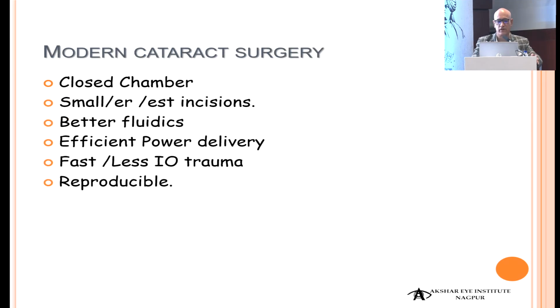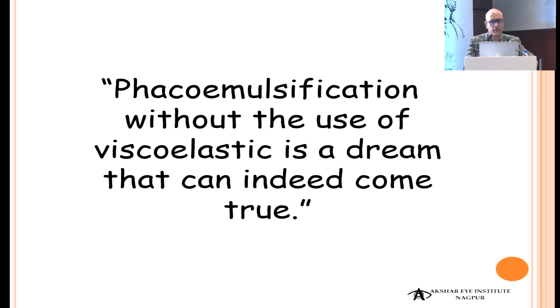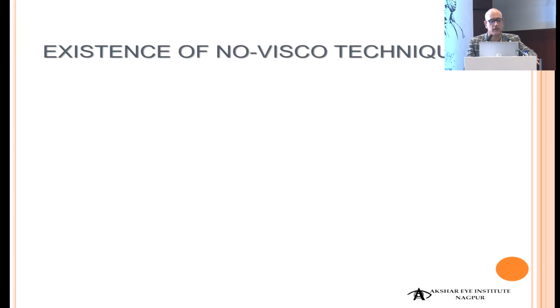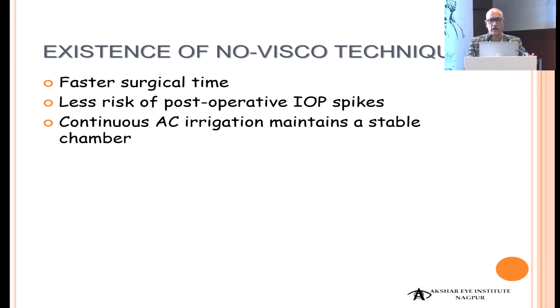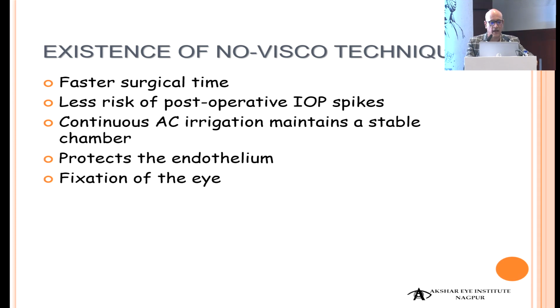So what is modern day cataract surgery all about? It's a closed chamber, the smallest incision, the best fluidics, efficient power delivery, and least intraocular trauma, and of course what you are doing should also be reproducible. So phacoemulsification without the use of viscoelastic is a possibility. What are the advantages? It's a faster surgical time, less risk of post-op IOP spikes, and the biggest advantage to me was the continuous irrigation that you are putting from the left hand, which maintains chamber stability and protects the endothelium. It also helps with fixation of the eye, because I use an irrigating cannula from the left hand side, which helps me fix the eye as well.